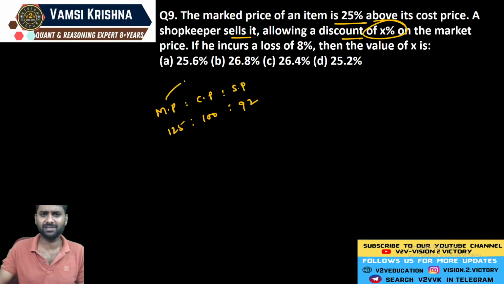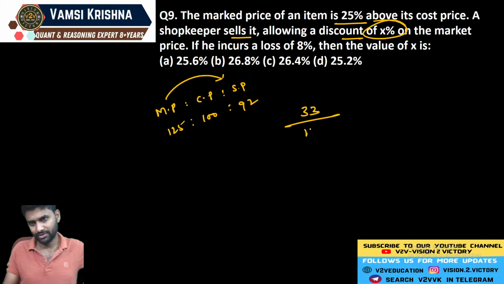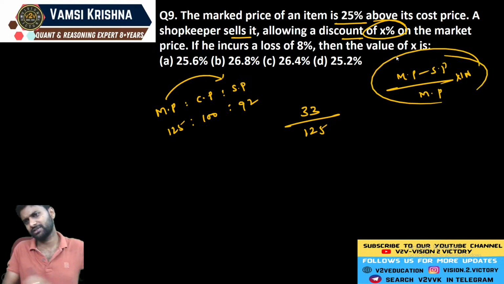Guys, I clearly mentioned that here the market price becomes the selling price. It depends on the discount. So how much discount did they give? 25 plus 8, so 33. So the total discount he gave is exactly 33 out of 125. Why? Because market price minus selling price, divided by market price and multiplied by 100, gives the discount percentage.